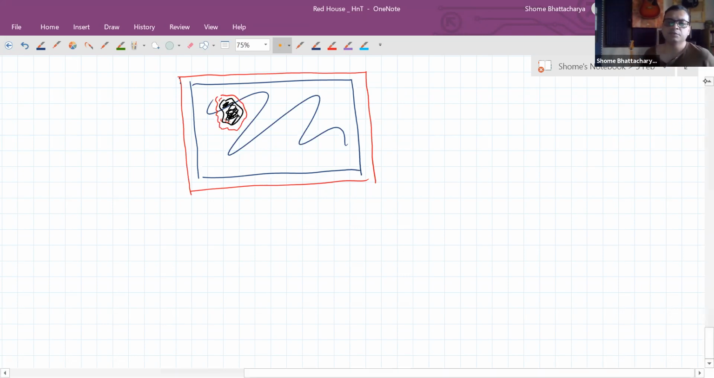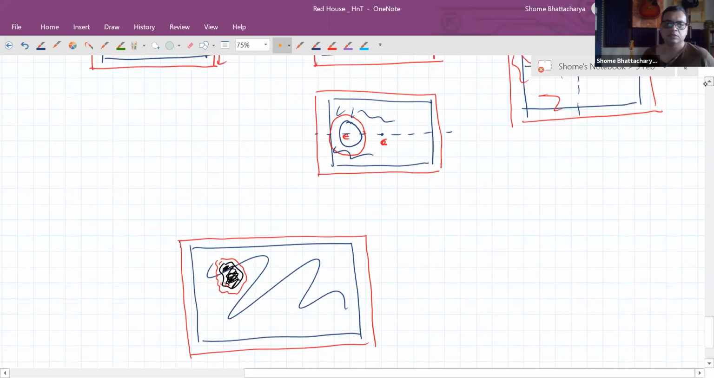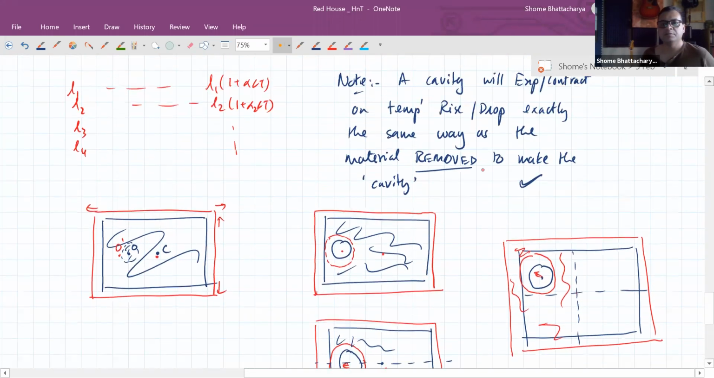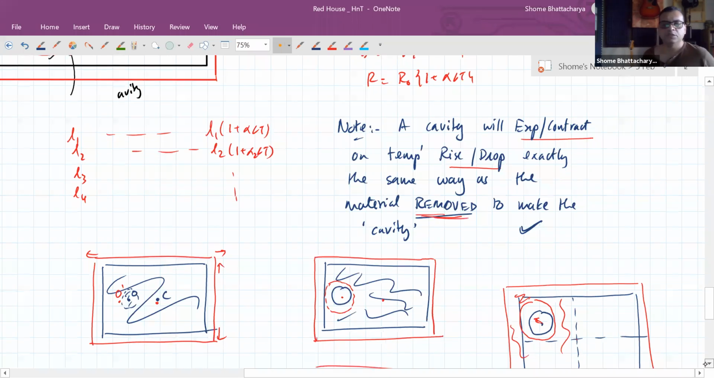So that is what that statement means, that any cavity behaves in exactly the same way like the material which has actually been removed to create the cavity. So that's like a universal statement. It applies whatever be the case. So the cavity will expand or contract with temperature rise or drop in exactly the same way as the material which has been removed to make the cavity. That would be it.